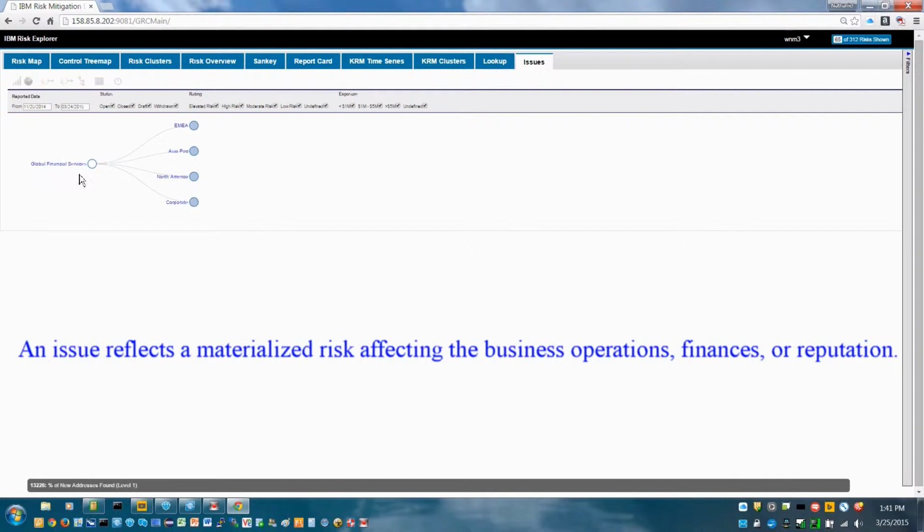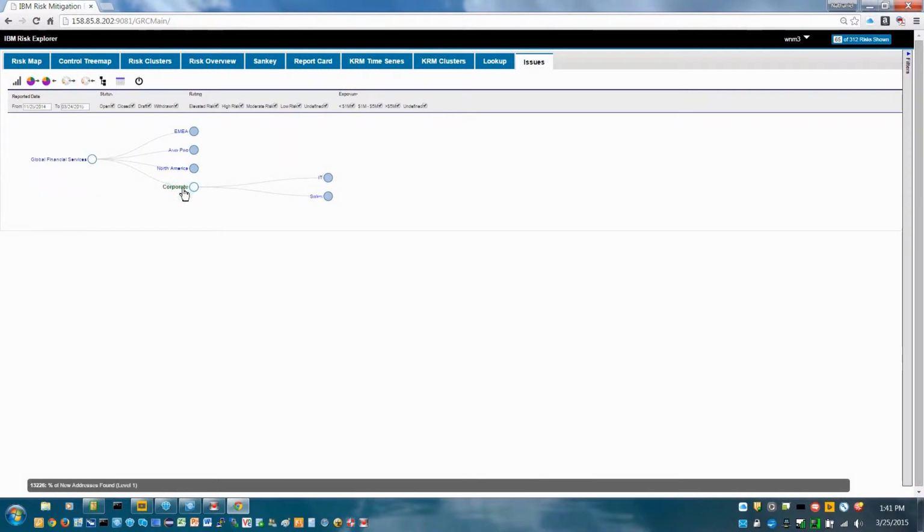The tree diagram reflects the business entity hierarchy. Here we see the regions for global financial services. Global financial services has almost 50 issues associated, where corporate has only 6. And corporate sales child has 4, and IT has only 1, which means there's an issue associated directly with corporate because there are 6 there.